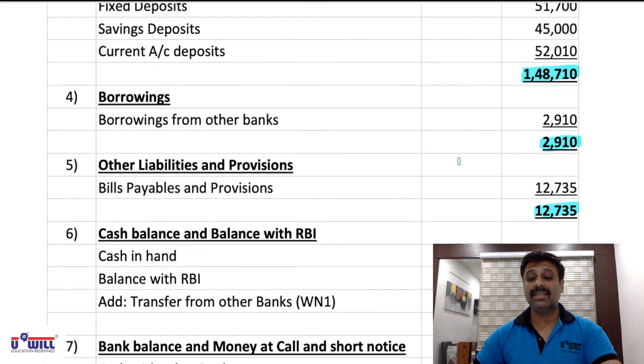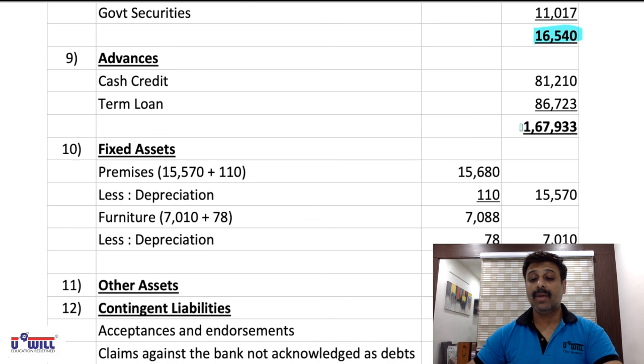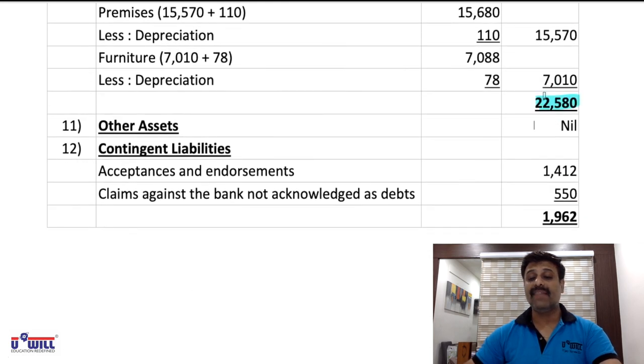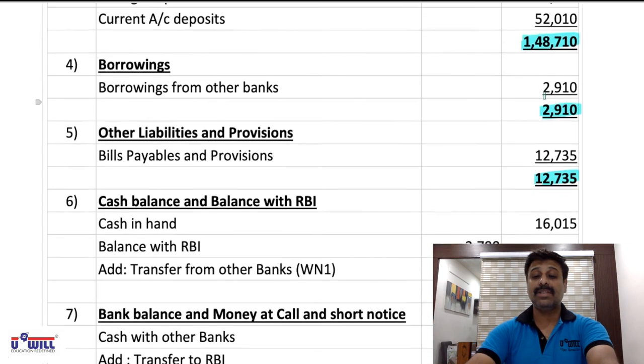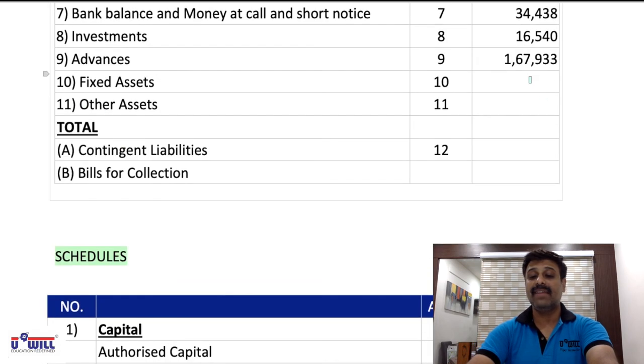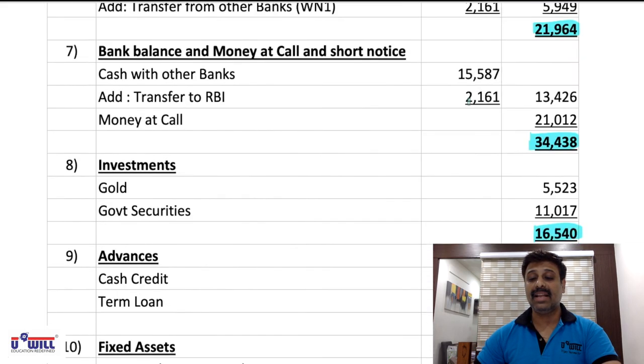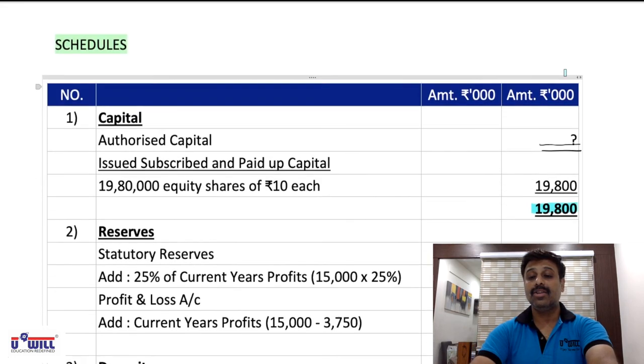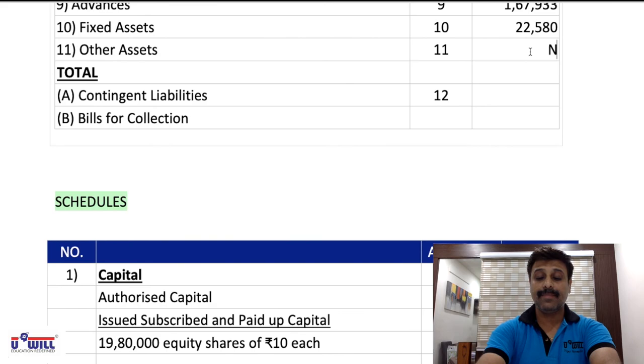Then after advances, fixed assets. Okay, advances are done now. Fixed assets as per Schedule 10 are 22580. And other assets as per Schedule 11 are nil. They are not there. So if you write down other assets, nil.